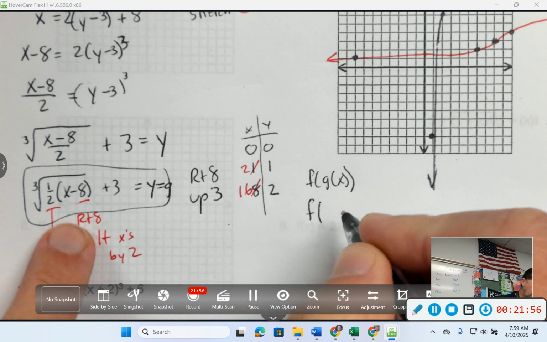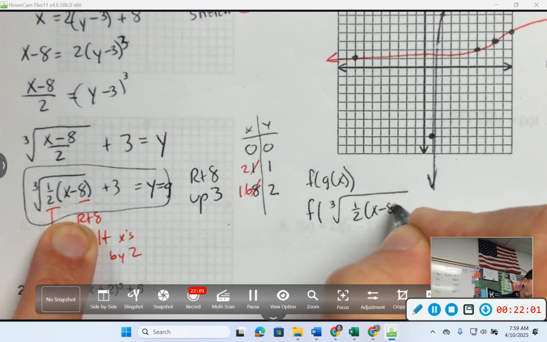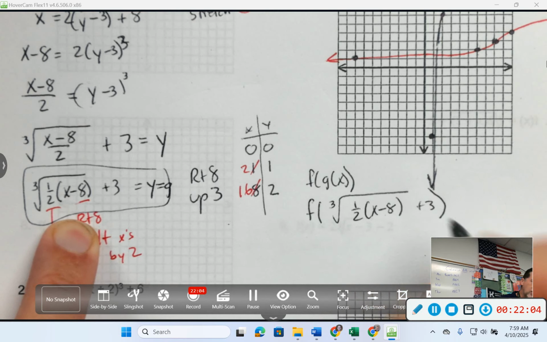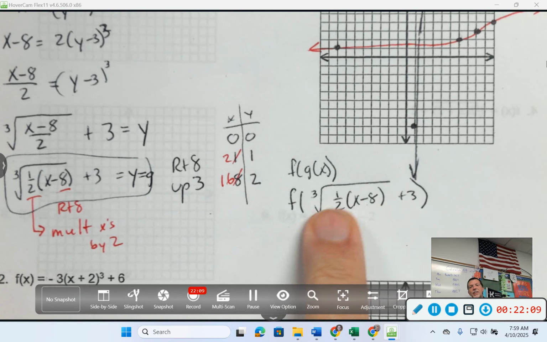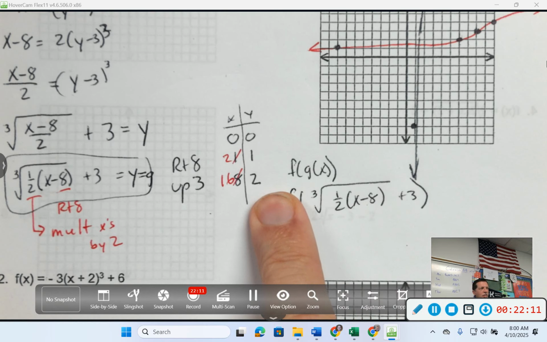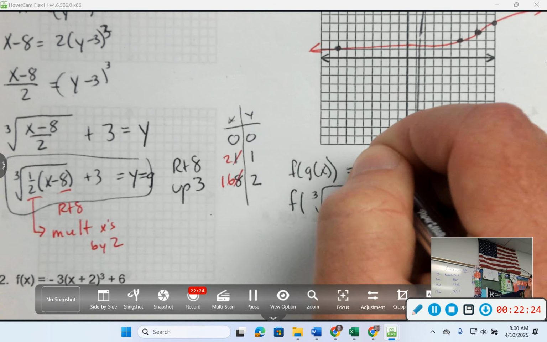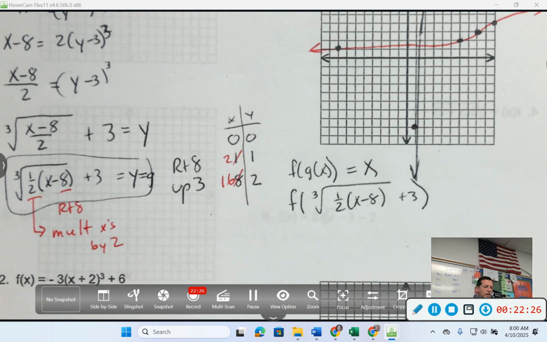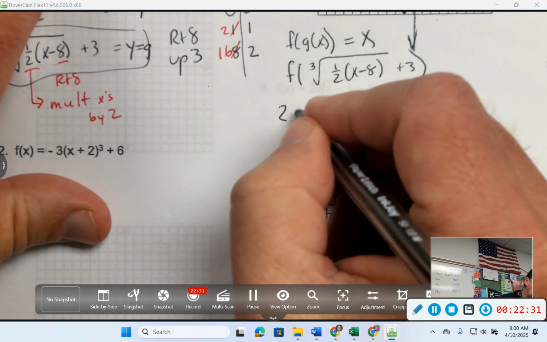So f of g of x, this one's going to be lovely: half of x minus 8 plus 3. So that whole chunk of ugliness right there is now the input to the f equation. It's going to look terrible when I first write it, but everything should work out. What is our answer supposed to be? X. So it's one of those where you know what the answer is supposed to be, so even if you aren't exactly sure how to get there, students sort of fudge their way and hopefully land there.